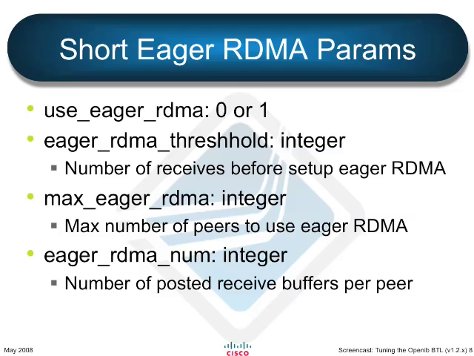And then eager RDMA threshold is the threshold that we discussed on the previous slide. On the previous slide, it was 5. So once 5 short messages are received, the receiver says, yes, I bless you, and you can use these RDMA buffers. Max eager RDMA is the number of peers. On the previous slide, it was 2 that we allow. And then the eager RDMA num is the number of posted receives. In the previous slide, it was 12.